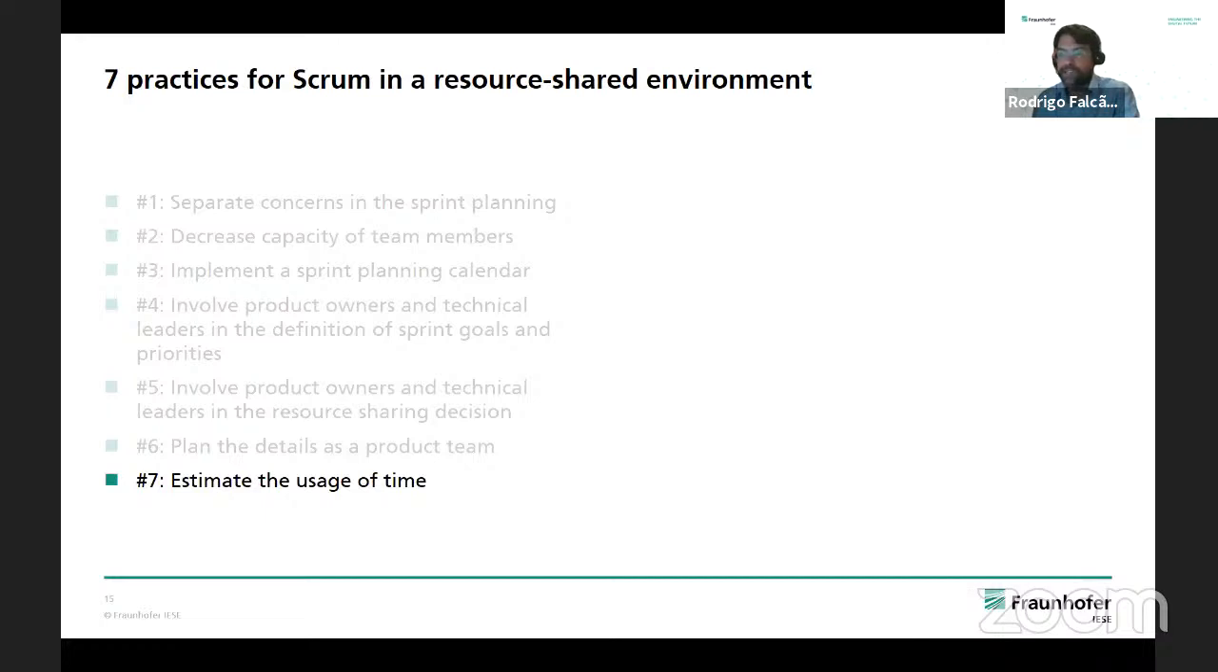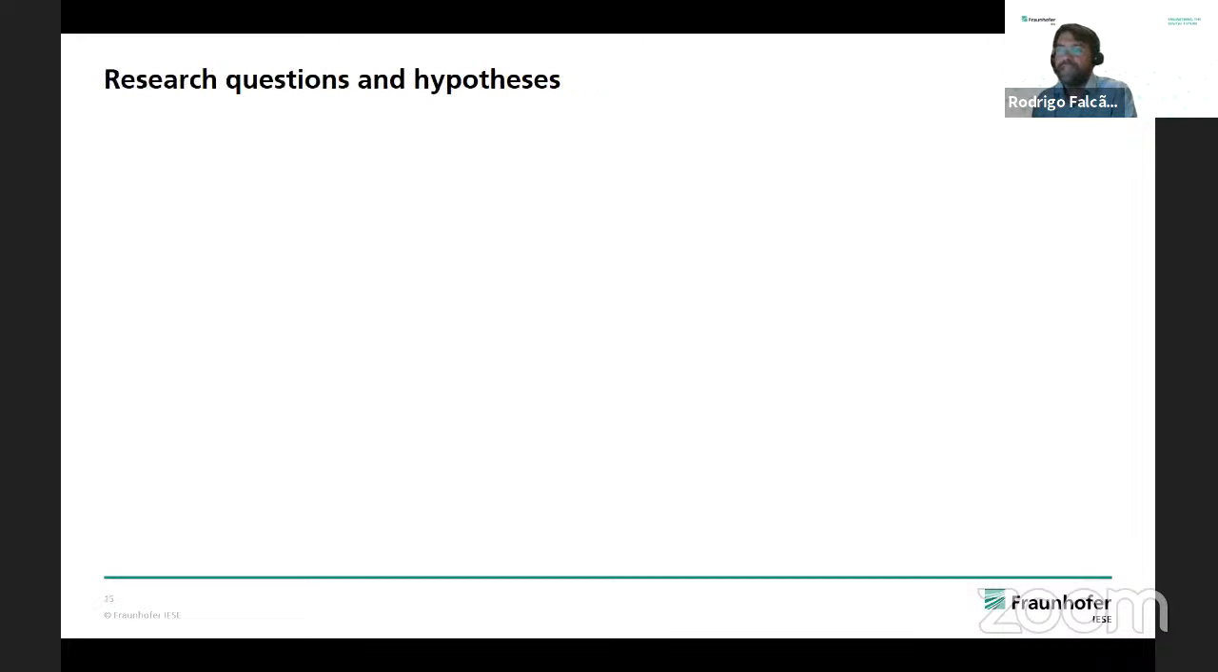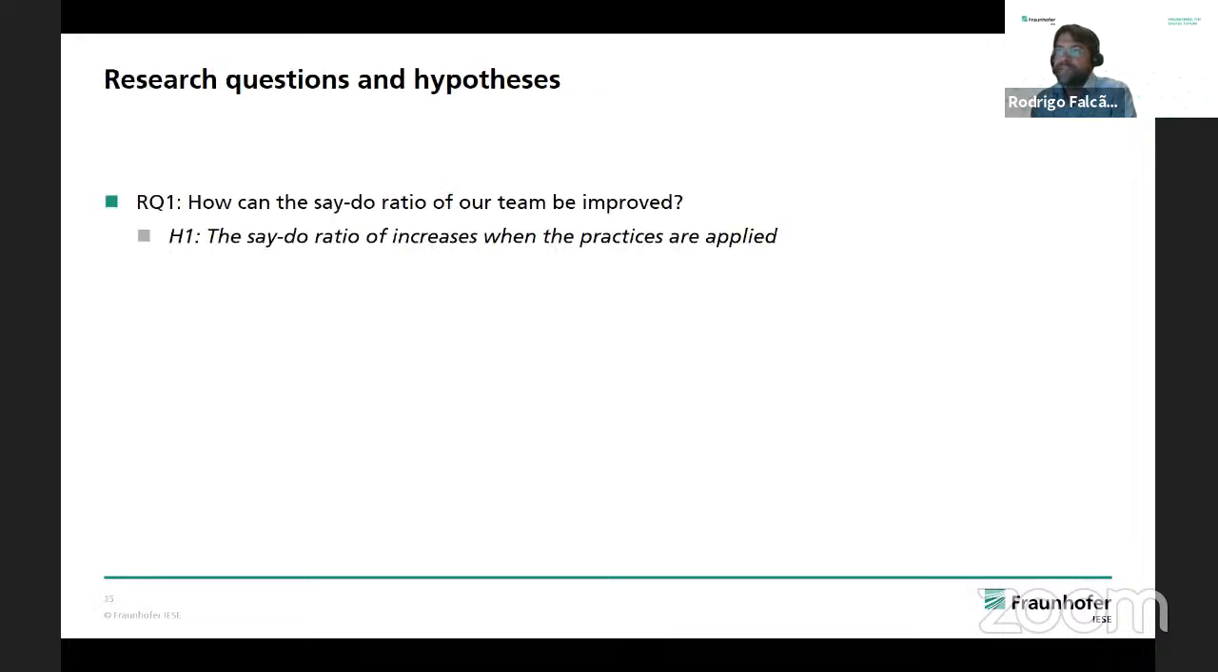So it's hard to learn the velocity in such teams. Because of that, we decided that in such a scenario we should use time estimates. And these are our research questions and hypotheses.